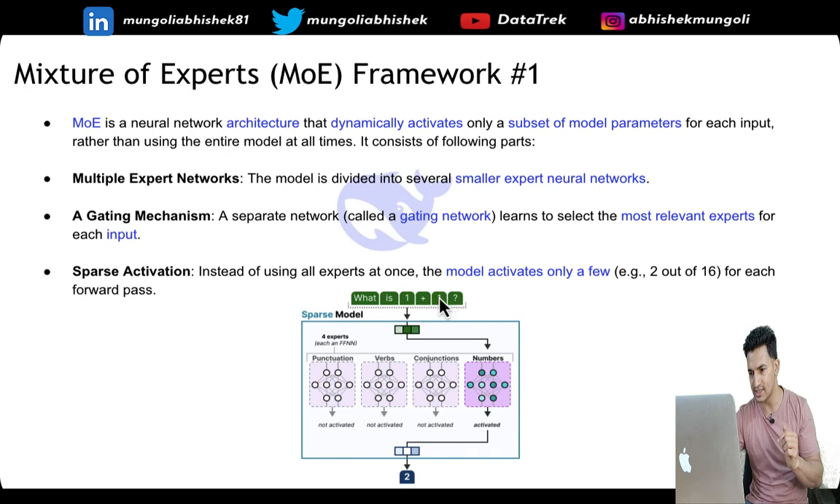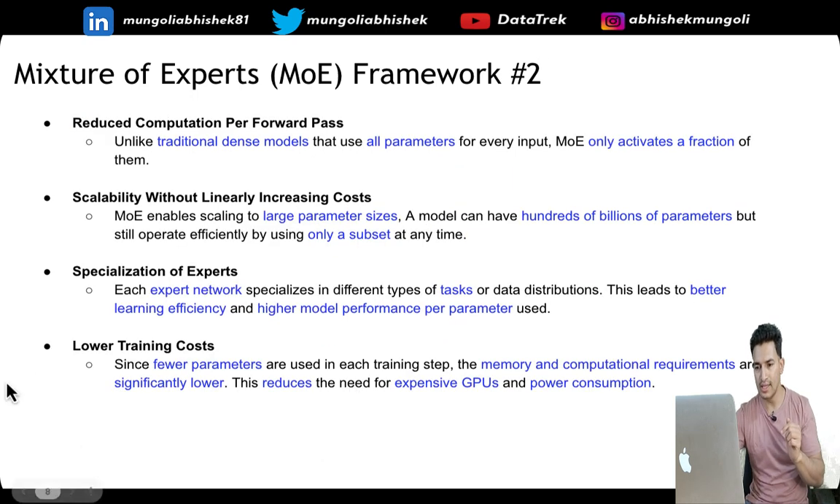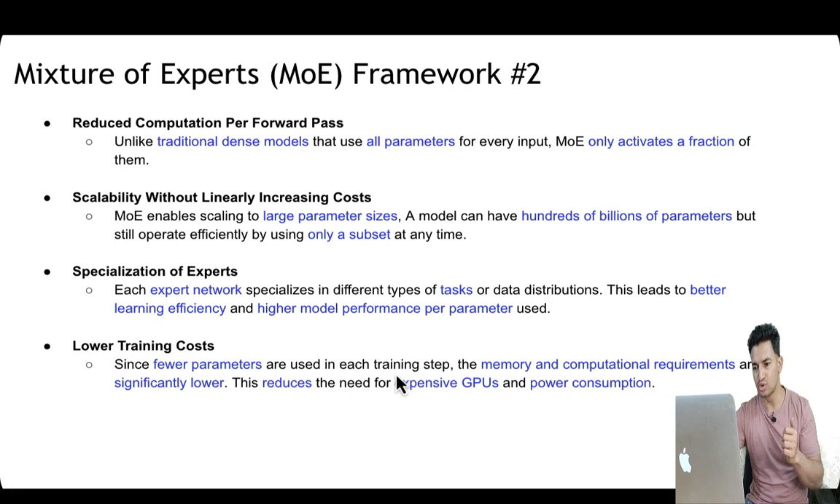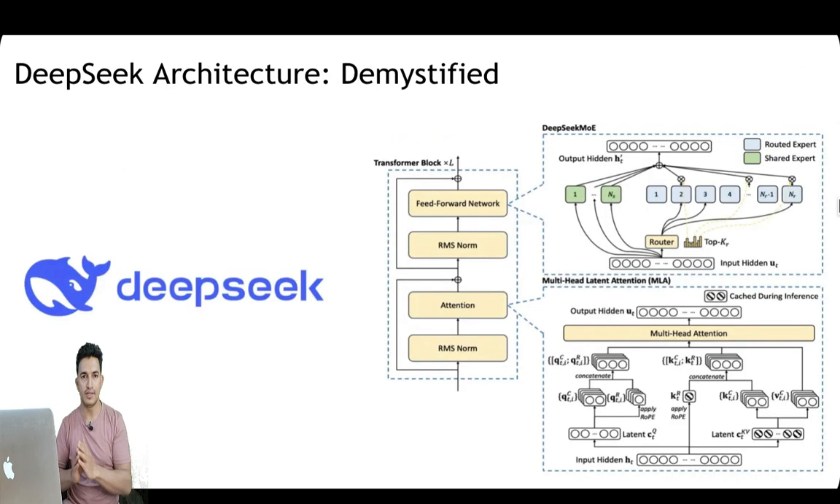For example, in this case, the mathematical model is good with numbers, the other models are good with language, and so on. So each expert is good at its task, so there is higher model performance per parameter used, and definitely lower training cost, because since fewer parameters are used in training, the memory and computational requirements are significantly lower. This reduces the need for expensive GPUs and power consumption. So this is the overall DeepSeek architecture, where you can see that it uses multi-head latent attention. There are multiple experts, and there is a gating mechanism which activates only a few experts, and so on.